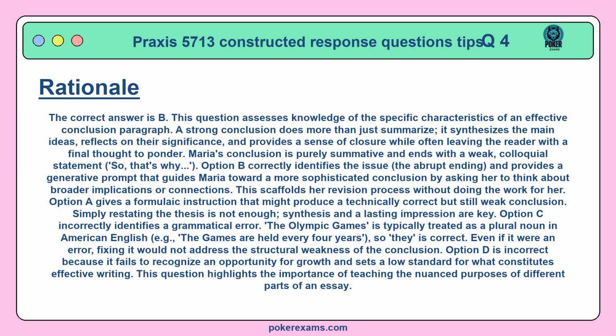Option C incorrectly identifies a grammatical error. The Olympic Games is typically treated as a plural noun in American English, e.g., the Games are held every 4 years, so "they" is correct. Even if it were an error, fixing it would not address the structural weakness of the conclusion. Option D is incorrect because it fails to recognize an opportunity for growth and sets a low standard for what constitutes effective writing. This question highlights the importance of teaching the nuanced purposes of different parts of an essay.